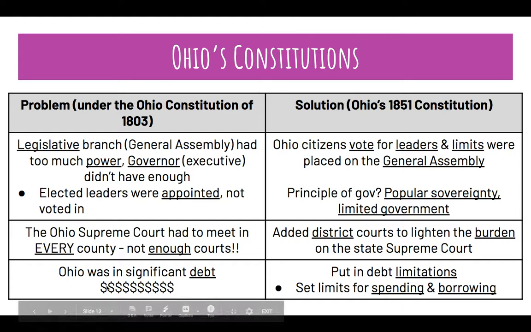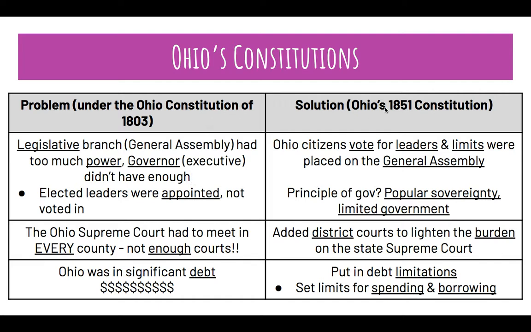On the left side here, I have listed out all of the problems under the Ohio Constitution of 1803, and then on the right, how the Ohio 1851 Constitution fixed those problems. So let's start out here first. The legislative branch under the original Constitution, the General Assembly, had too much power, as I mentioned, and the governor, that executive, didn't have enough. On top of that, elected leaders were appointed, not voted in by the people. This led to quite a bit of corruption and overall feelings that the people needed to have a voice.